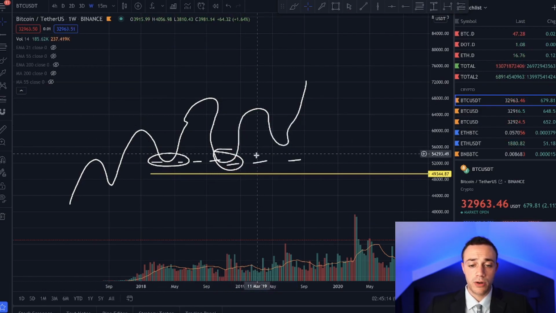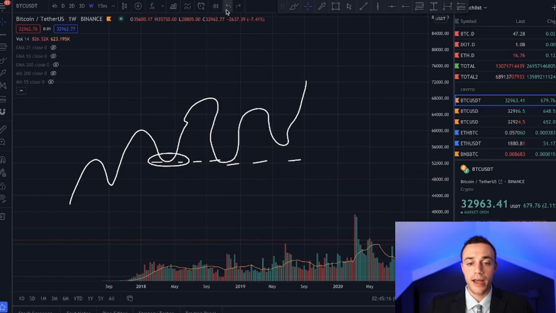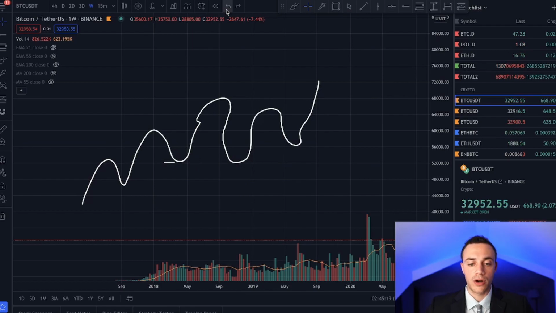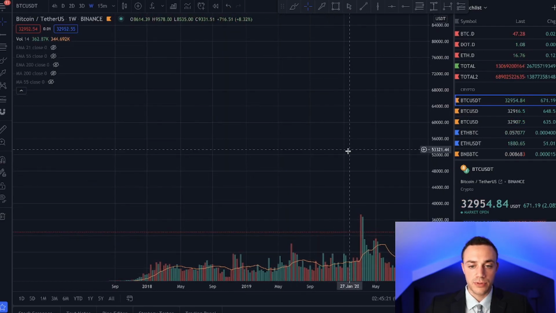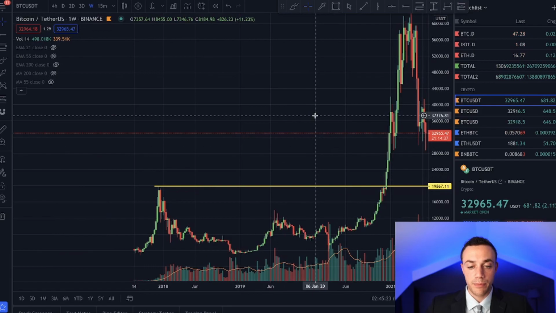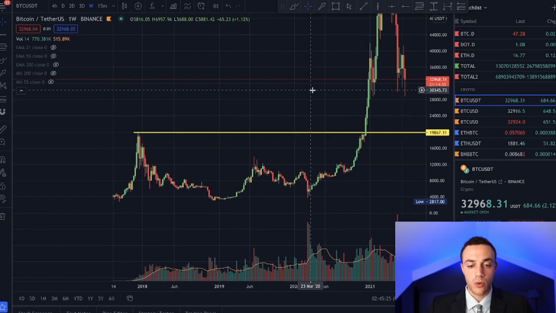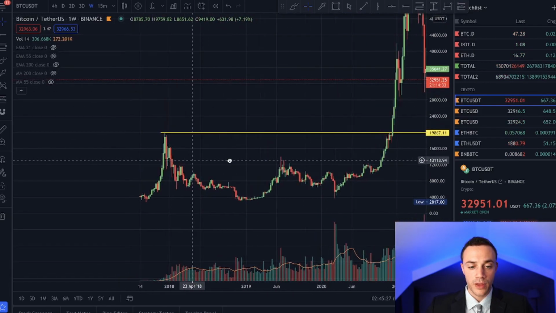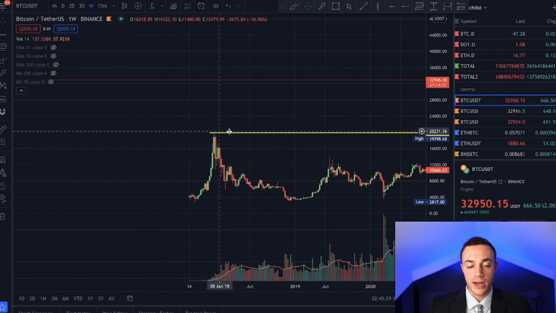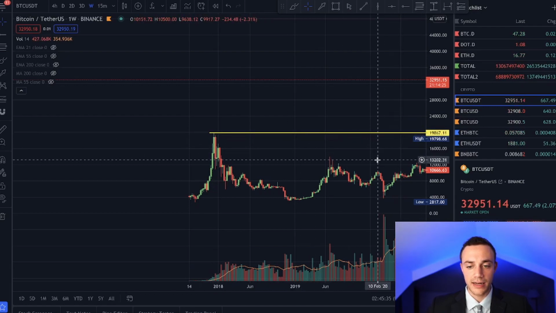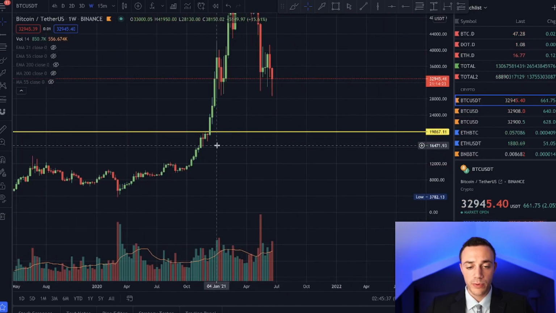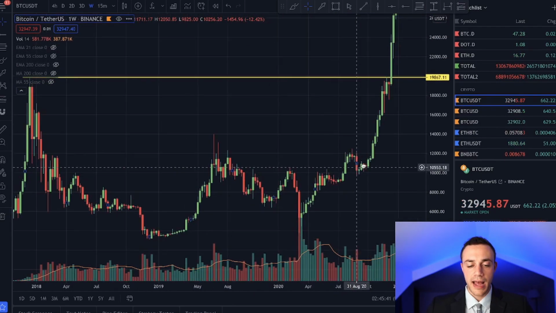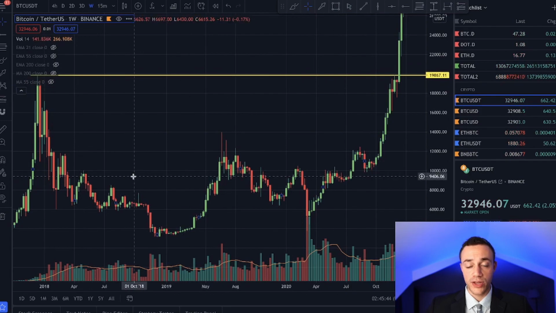Now that you have a little bit of a better idea, let's look at the actual price chart and give you real concrete examples. We're going to start off looking at the Bitcoin chart, Bitcoin versus the US dollar, USDT. I have a yellow horizontal right here at the previous all-time high in December of 2017 at $19,798.